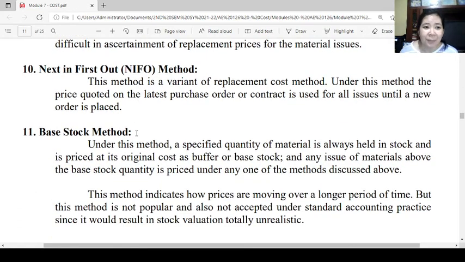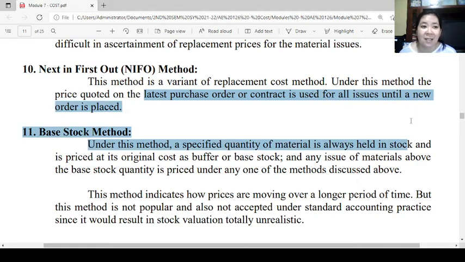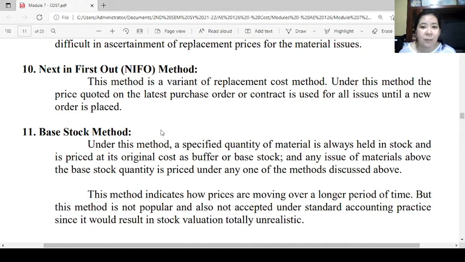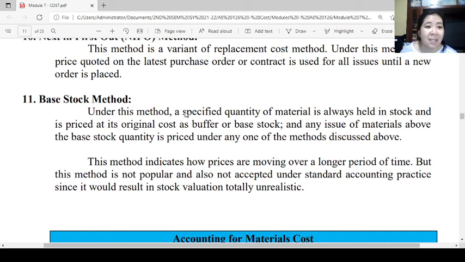Okay, number 10, next in, first out, or NIFO method. This method is a variant of the replacement cost method. Under this method, the price quoted on the latest purchase order or contract is used for all issues until a new order is placed. Next in, first out is like the replacement method, but it also resembles last in, first out at the same time.